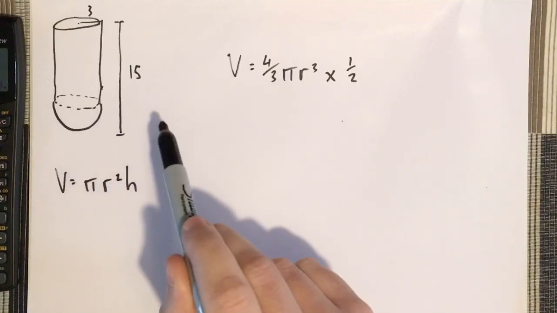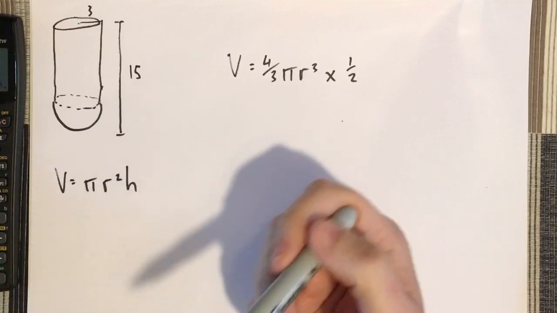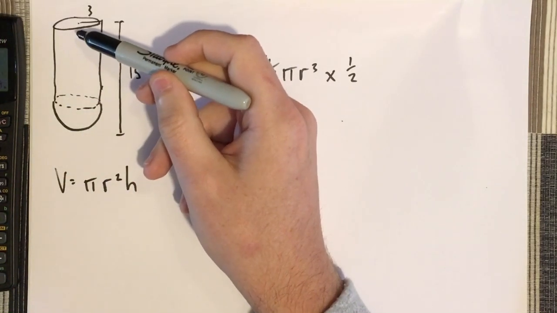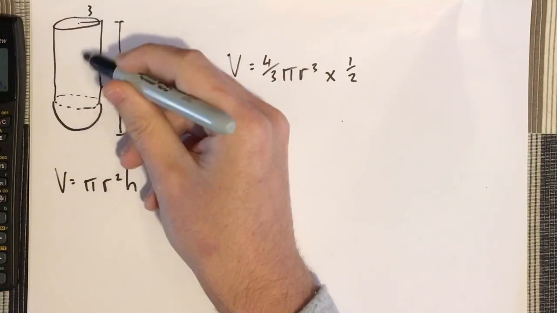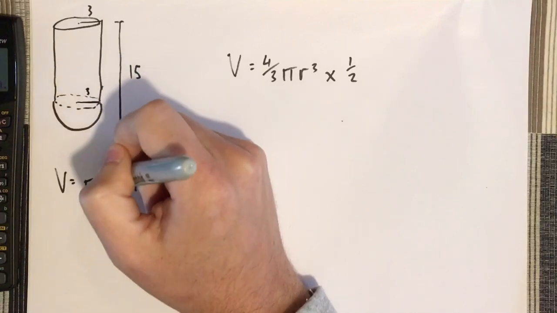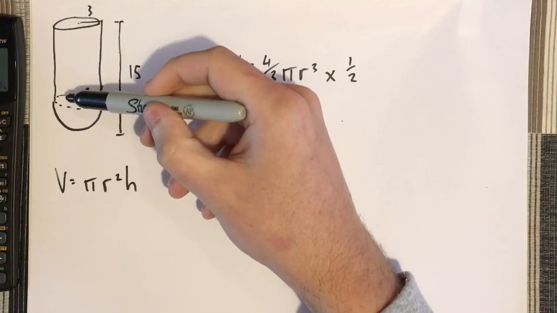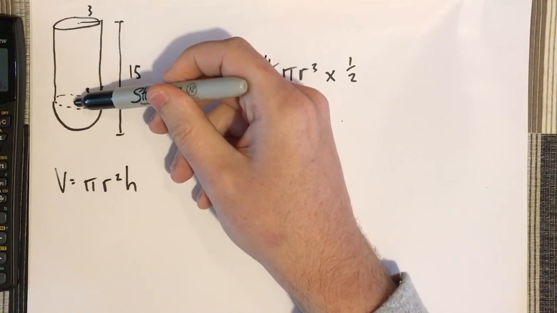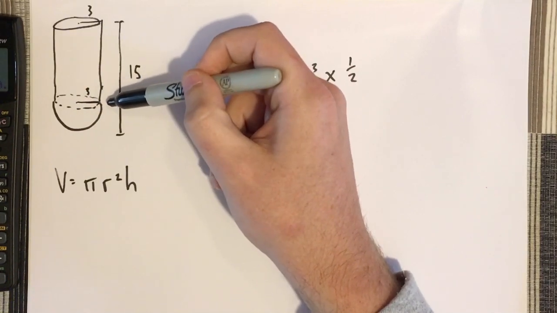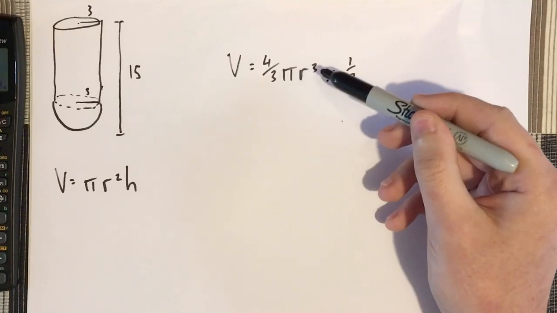To get the volume of that hemisphere, I need the radius of the sphere, which isn't given to me or isn't marked on, but I'll be able to figure that out as well. If the radius of the cylinder is 3 at the top, it's 3 down here at the bottom of the cylinder as well. The cylinder and the hemisphere fit snugly on top of each other. So if the radius of the cylinder is 3, the radius of the hemisphere must be 3 as well. All right, so that's the radius of my hemisphere.